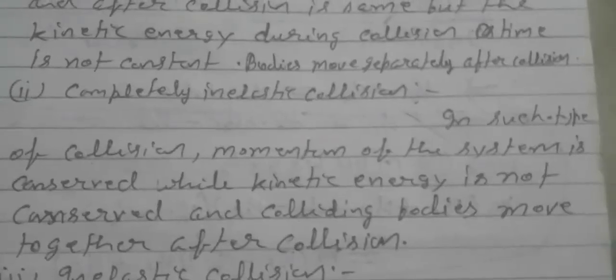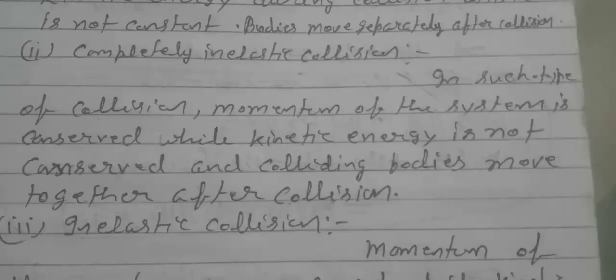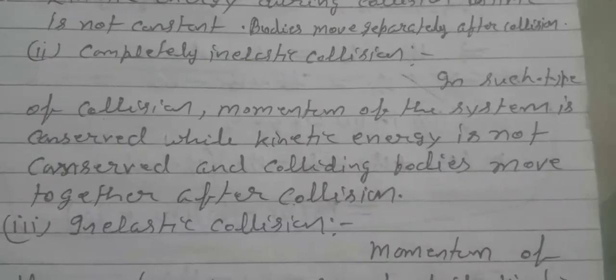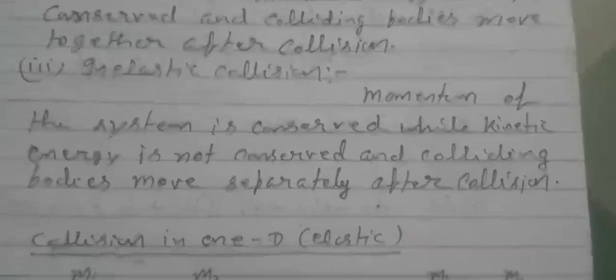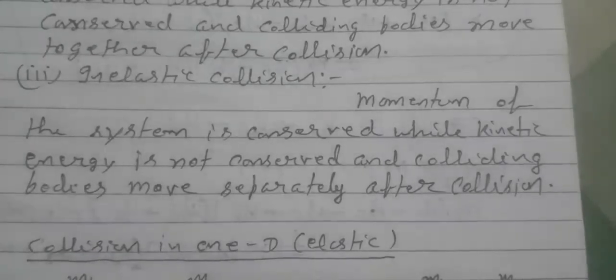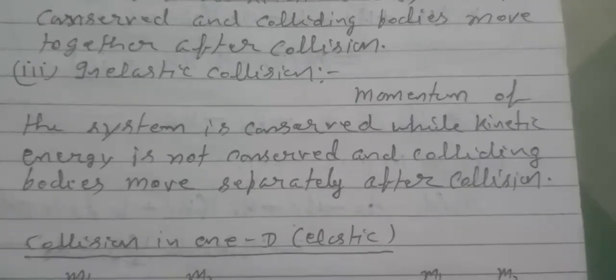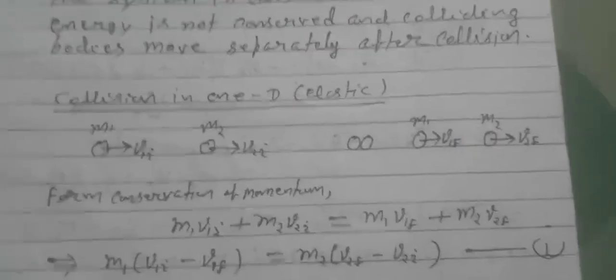Second, completely inelastic collision. In this type of collision, the momentum of the system is conserved while kinetic energy is not conserved, and the colliding bodies move together after collision. Third, inelastic collision. Momentum of the system is conserved while kinetic energy is not conserved, and the colliding bodies move separately after collision.